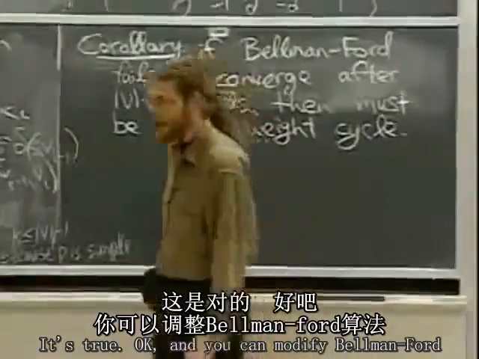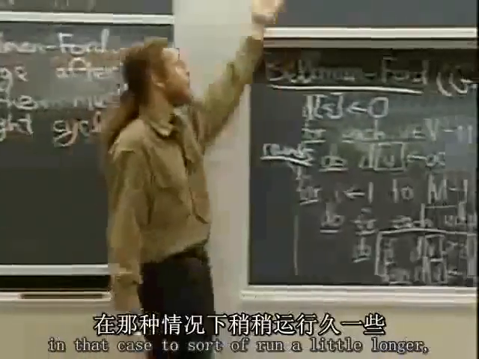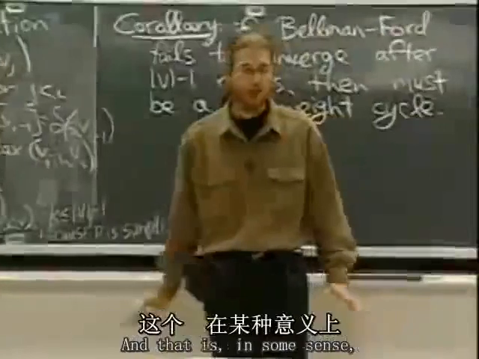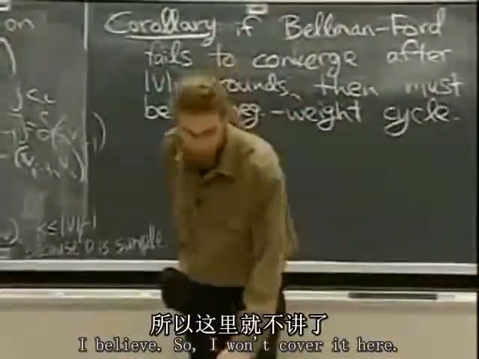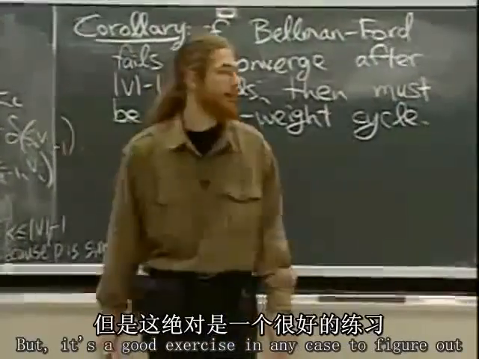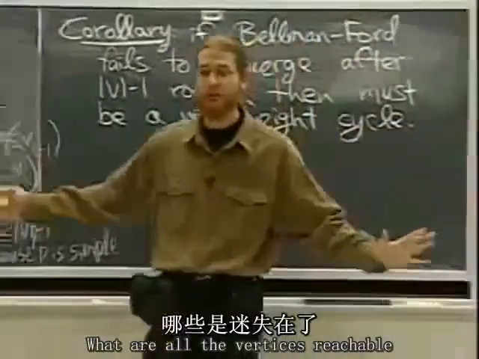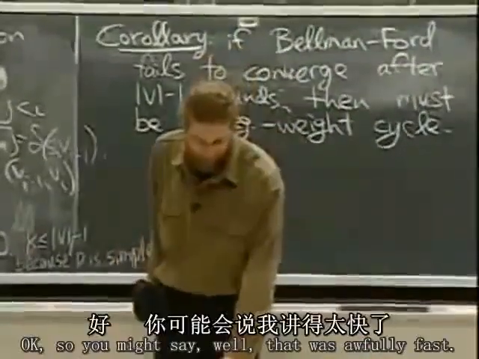Okay. And you can modify Bellman-Ford in that case to run a little longer and find where all the minus infinities are. And that is in some sense one of the things you have to do in your problem set, I believe. But I won't cover it here. But it's a good exercise in any case to figure out how you would find where the minus infinities are. What are all the vertices reachable from negative weight cycles? Those are the ones that have minus infinities.